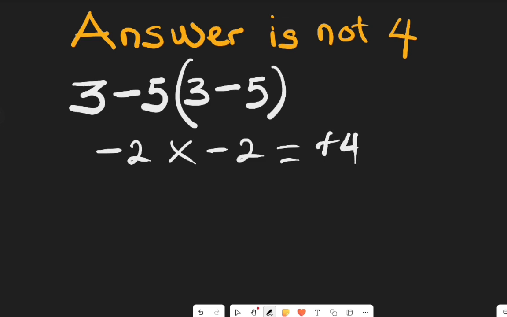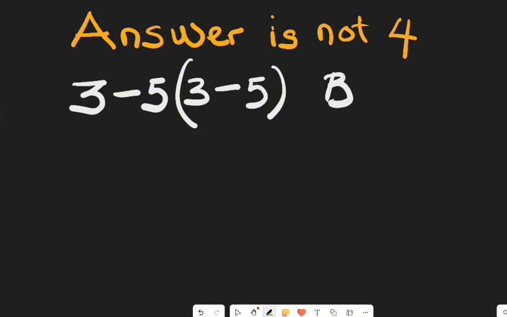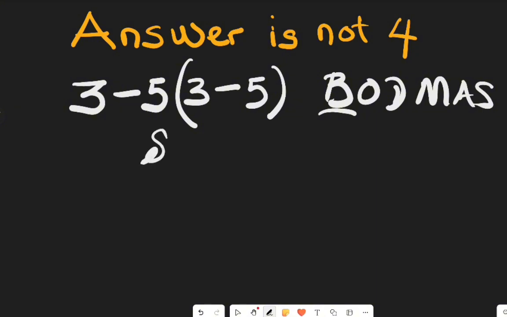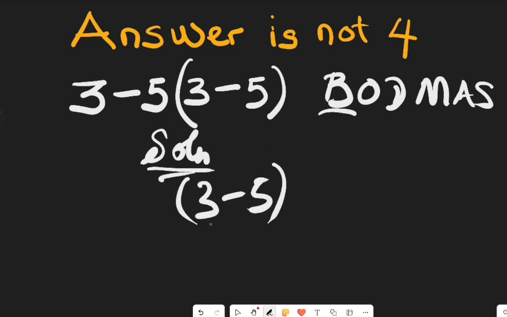That is not correct. So what we do here, we use BODMAS. And when we use BODMAS, we are going to have bracket first. So we solve the one in the bracket, which is 3 minus 5. If we solve that, 3 minus 5 in bracket gives us minus 2.